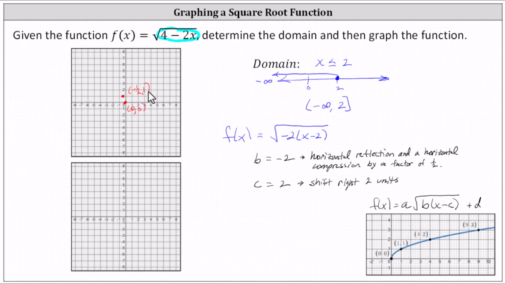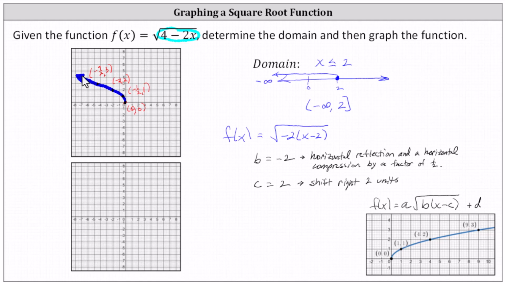The corresponding point for 4, 2 is negative 1/2 times 4, 2, which is negative 2, 2. And for the point 9, 3, the corresponding point is negative 1/2 times 9, 3, which is negative 9/2, 3, or negative 4.5, 3, which is here. Let's go ahead and graph this function. Again, this is the graph of the basic square root function after being horizontally reflected as well as horizontally compressed by a factor of 1/2.